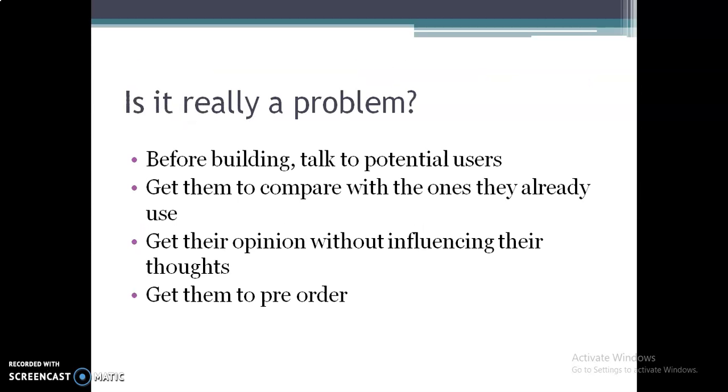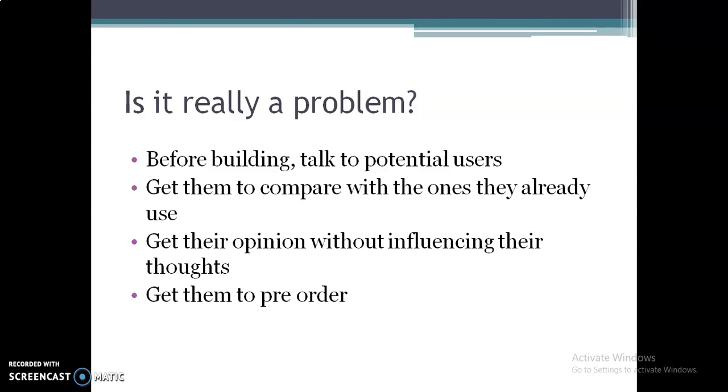So of course, like I said in the first slide, is it really a problem that you're solving? The idea you have in your head right now, is it only you that has that problem? If not, how many people have that problem?